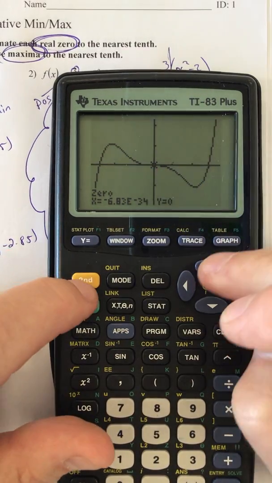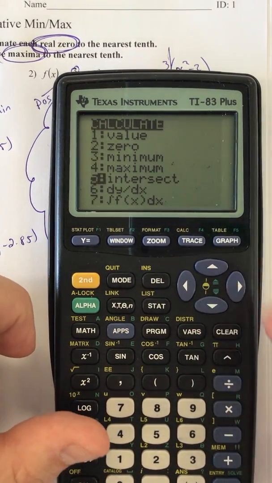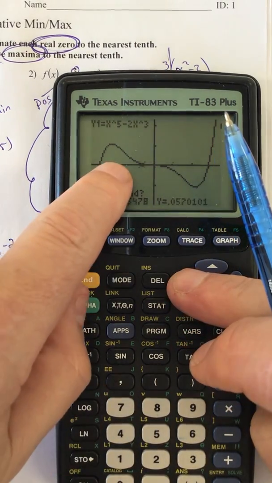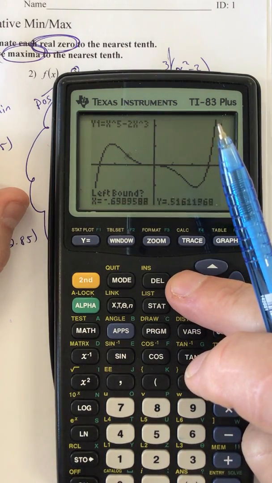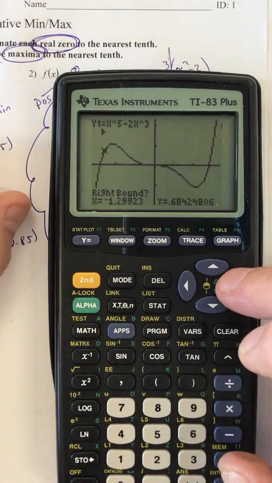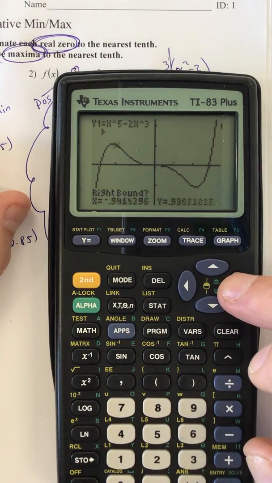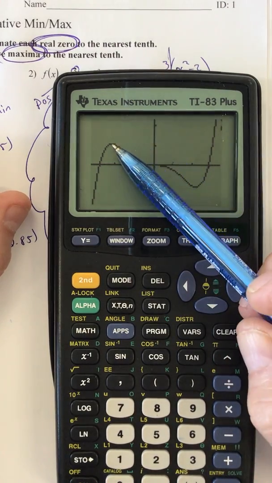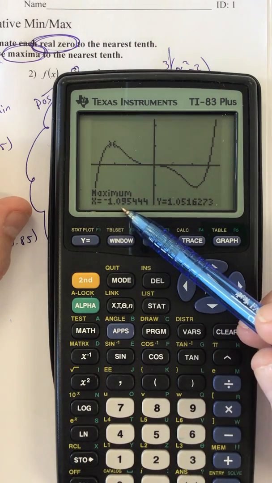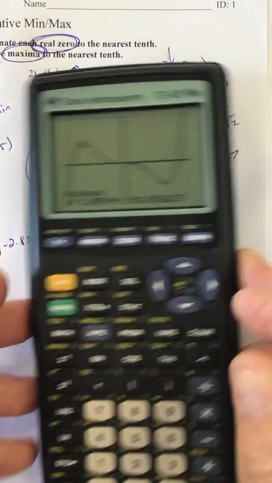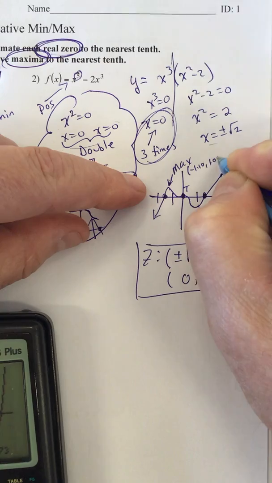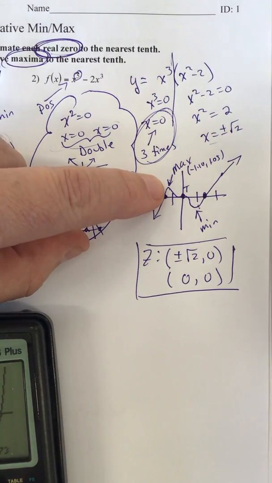So now I'll go ahead and get this max right there. Second, calculate the max. Again, I just have to be to the left of it. I'll just let the cursor go to the obvious left. So I need to obviously be to the left, hit enter, obviously be to the right, hit enter, and it will find the maximum point. So negative 1.10 and 1.05. There's that point right there.